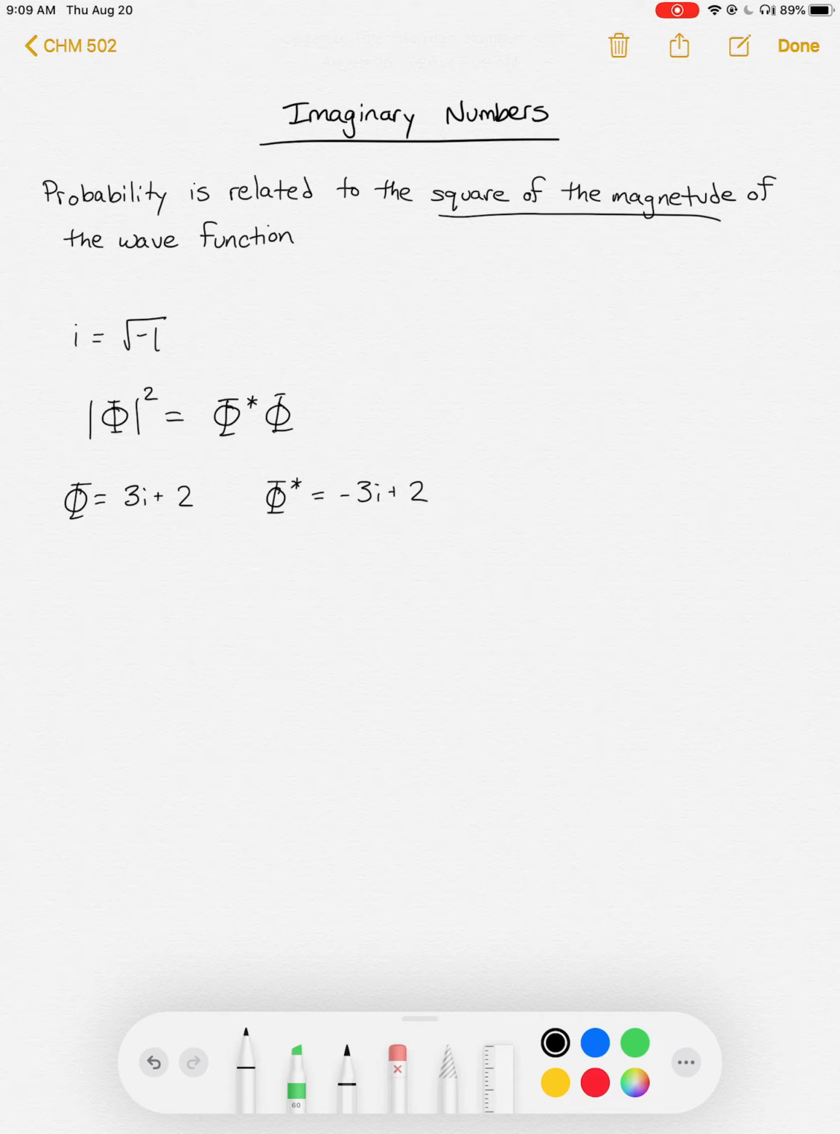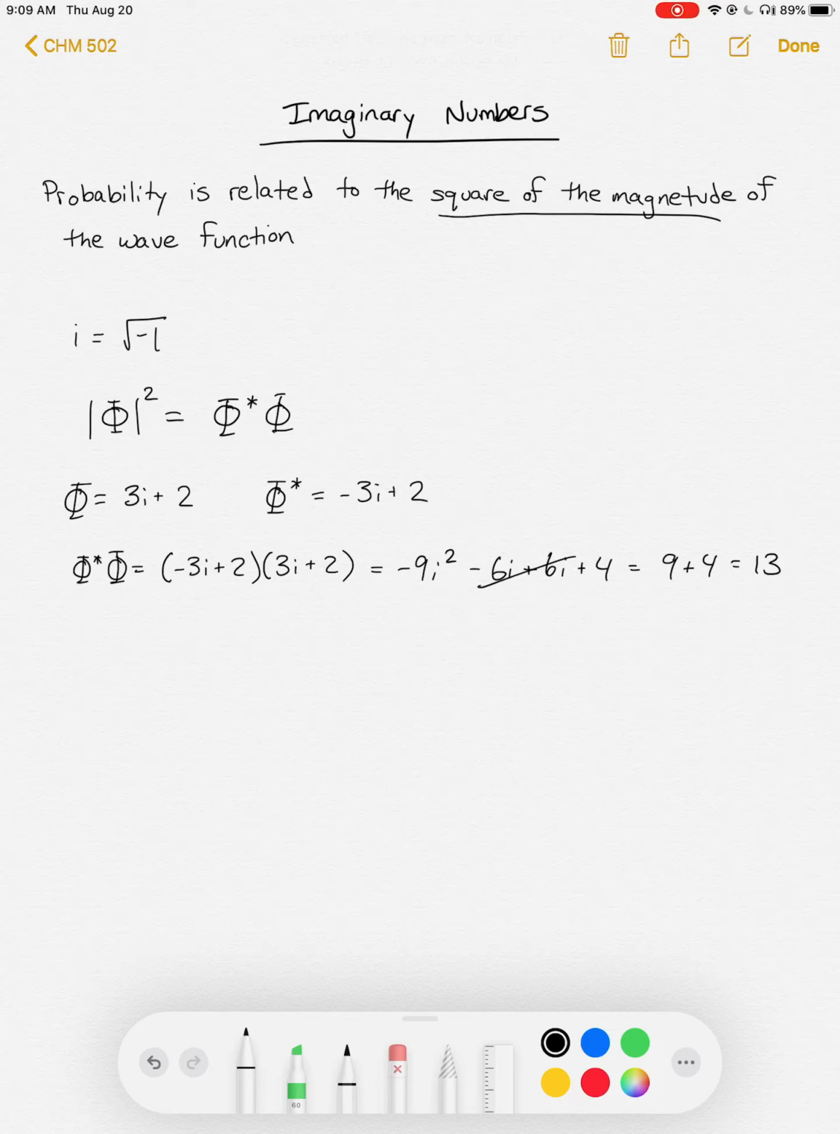And you can see when we multiply these two together, so if we take the complex conjugate, we're going to get negative 3i plus 2 times 3i plus 2. If we just multiply this out like we would in algebra, we get negative 9i squared minus 6i plus 6i plus 4. These two terms, minus 6i and plus 6i, cancel. i squared is, of course, -1, so this gives us 9 plus 4 equals 13.